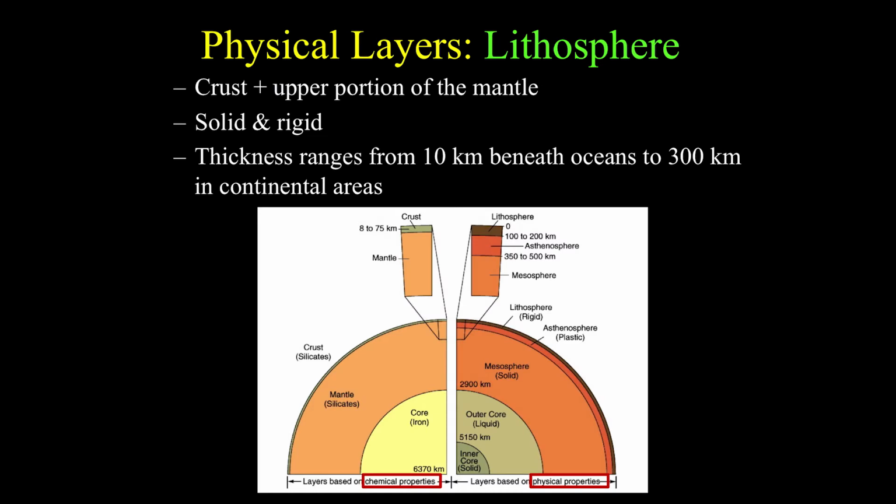The lithosphere is the crust plus the upper portion of the mantle. It is a rigid solid. Its thickness ranges from 10 kilometers beneath oceans to 300 kilometers in continental areas.